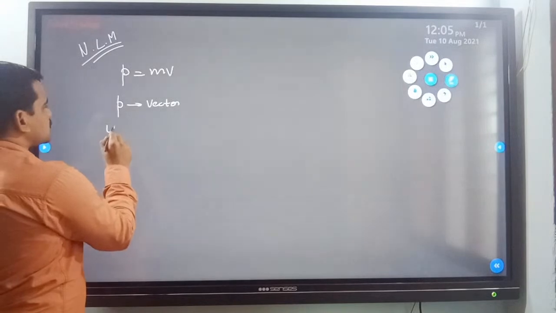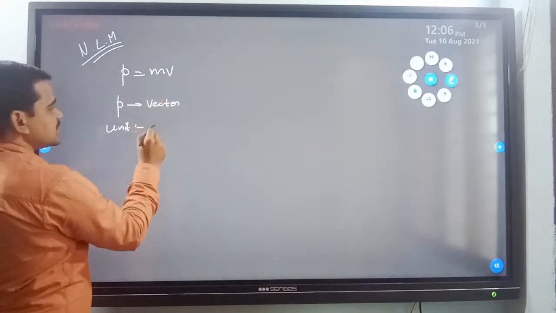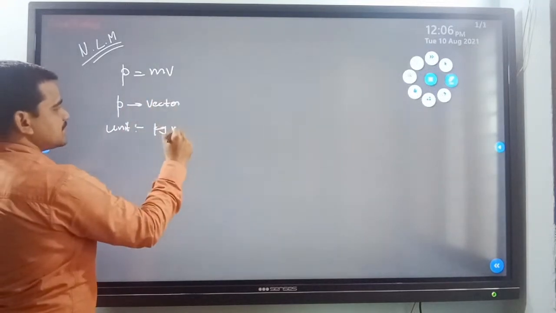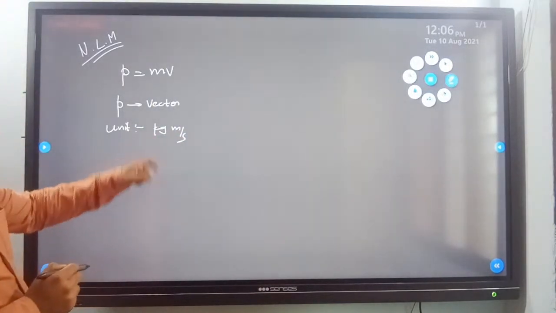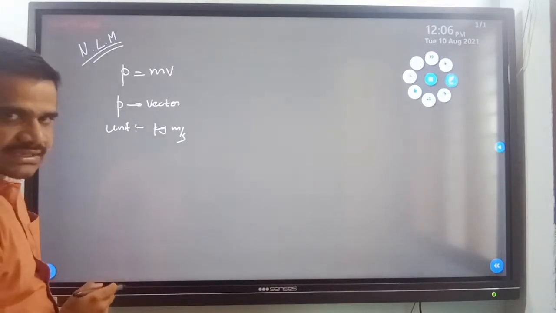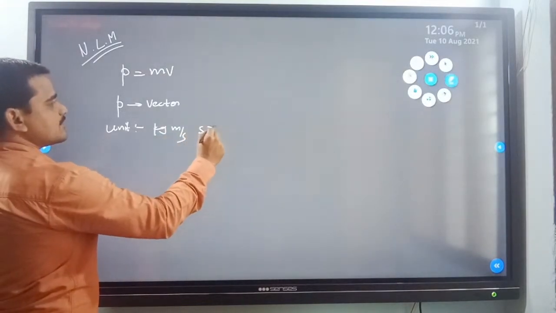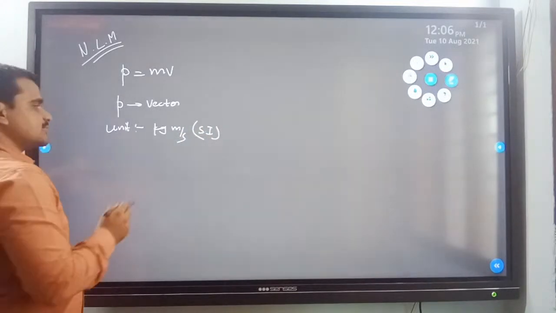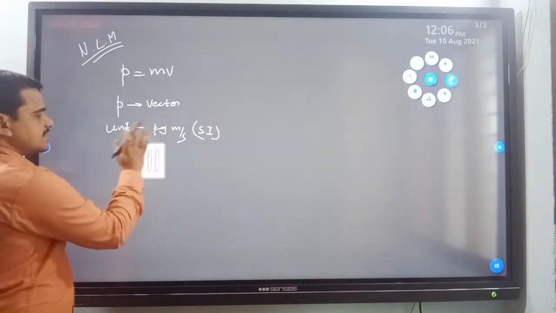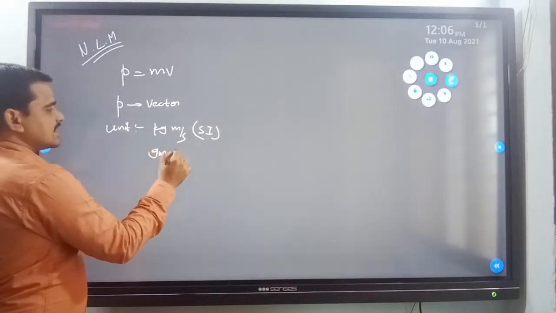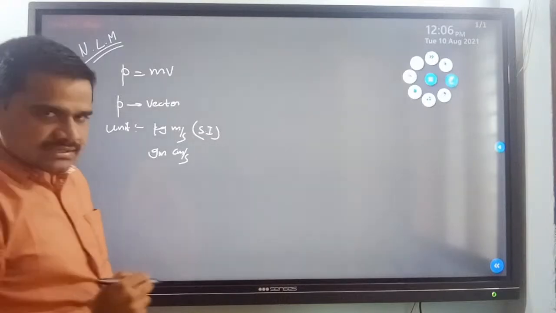Coming to the units, what are the units for this? The unit for mass is kg, and the velocity unit is meter per second. So the linear momentum unit becomes kg meter per second. These are SI units, or MKS units. Next we have CGS. In CGS, 1 kg is equal to how many grams? 1000 grams. The CGS units are gram centimeter per second.